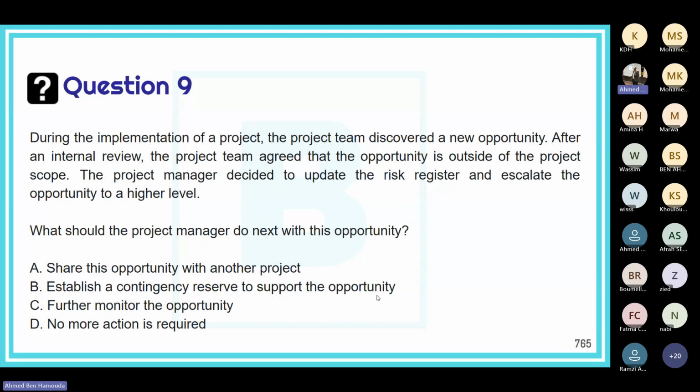During the implementation of a project, the project team discovered a new opportunity. After an internal review, the team agreed that the opportunity is outside of the project scope. The project manager decided to update the risk register and escalate the opportunity to a higher level. What should the project manager do next with this opportunity? Share this opportunity with another project, establish a contingency reserve to support the opportunity, further monitor the opportunity, or no more action is required.